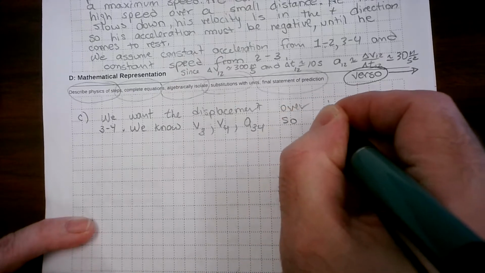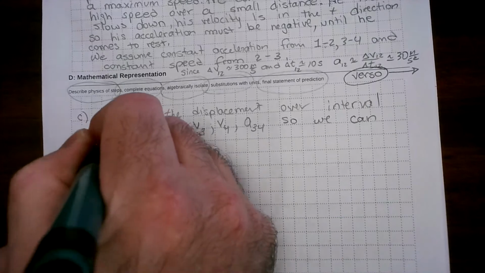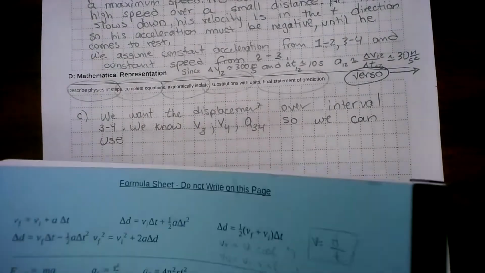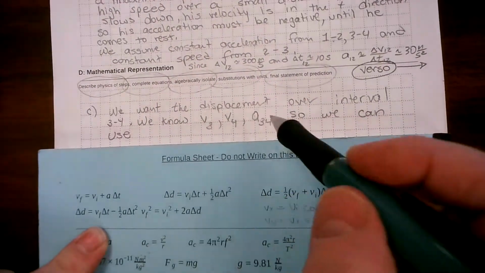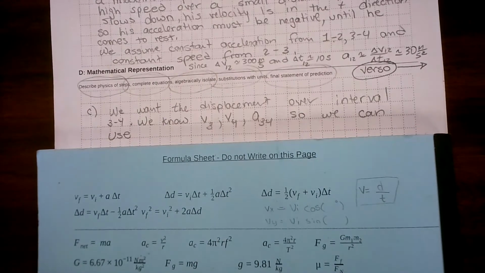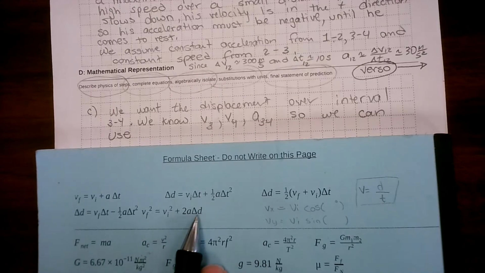So we can use, and here's where you go and find your equation. So what do we know? We know the final velocity and the initial velocity and the acceleration, and we want the displacement. So which equation would we use? I'm thinking it's this one here, right? Final, initial, acceleration, and displacement. Right? What do we not have?